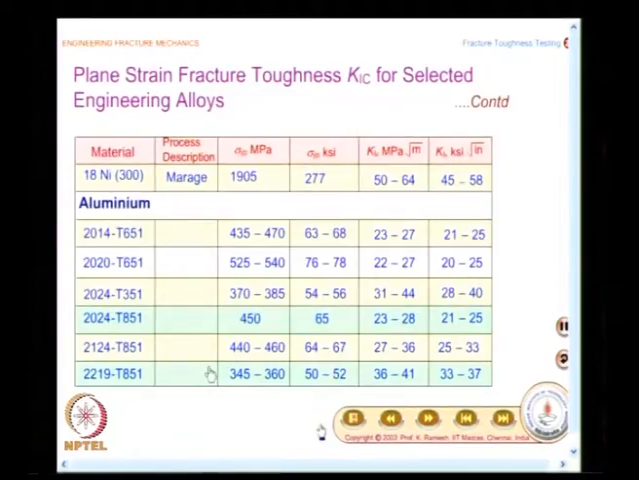So, you take up another category of aluminum. If you look at 2020, which has the highest value of yield strength, 525 to 540, there is no great change in the fracture toughness, it is 22 to 27 MPa root meter. For each category of material you have to find out the fracture toughness. There is no correlation between the yield strength and the fracture toughness value. If the yield strength increases, it is not necessary that fracture toughness value also increases. These are two independent parameters.